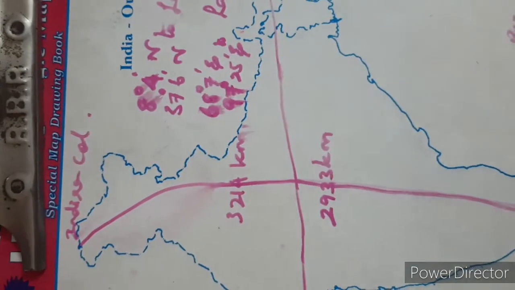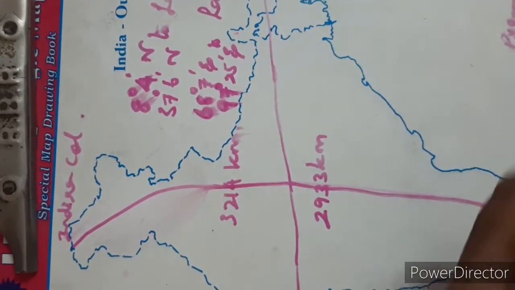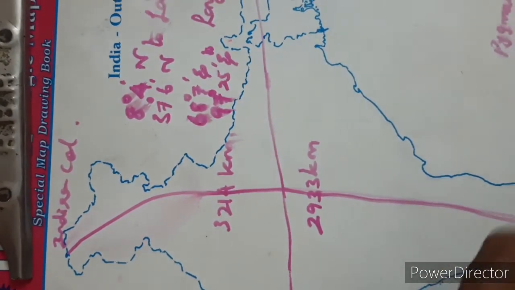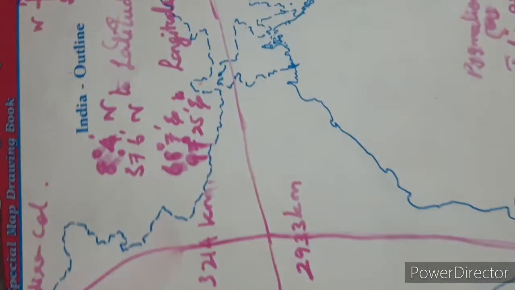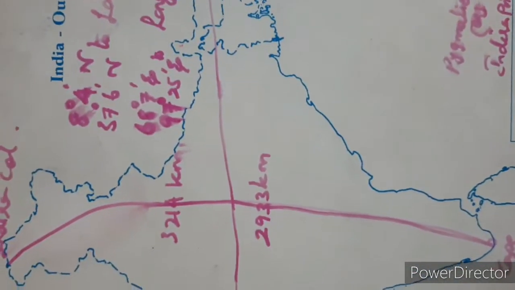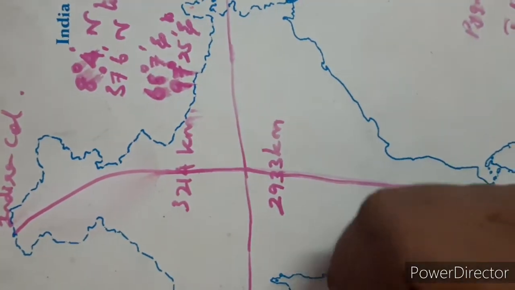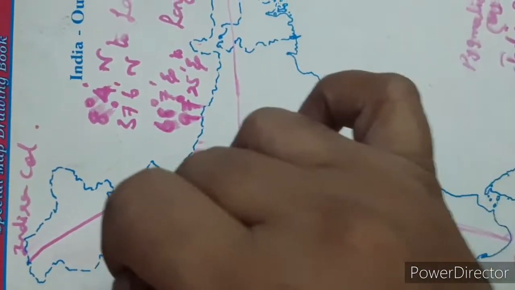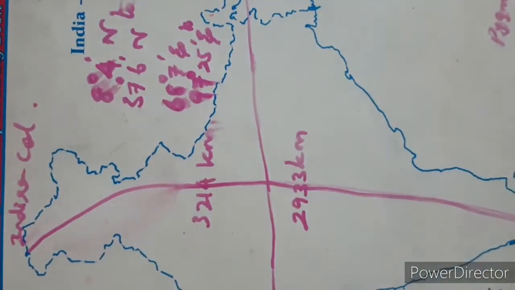Now we will move on to the lines that cross India. Already you know that these are imaginary lines crossing our landmass, isn't it? The equator divides the earth into two parts, and in the same way the Tropic of Cancer divides India into two halves as North India and South India.